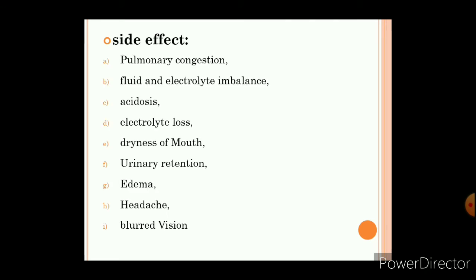The side effects of mannitol are pulmonary congestion, fluid and electrolyte imbalance, acidosis, electrolyte loss, dryness of mouth, urinary retention, edema, headache and blurred vision.